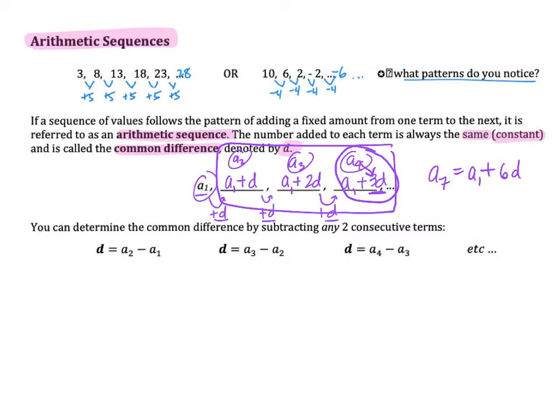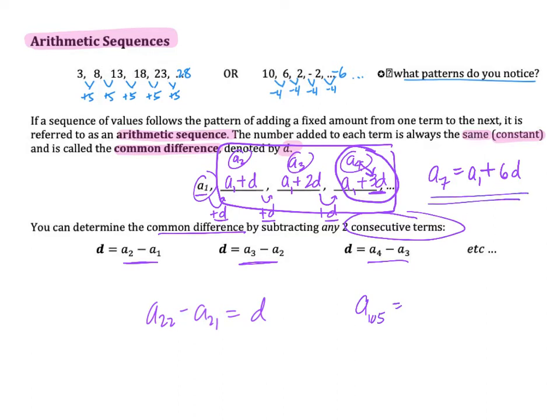So how do we know what the common difference is? Well, you should be able to take any 2 consecutive terms and subtract them, and it should be the same number. So that would be the common difference, right? You can take the 22nd term and subtract the 21st term from it, and you should get the common difference of that arithmetic sequence. If I wanted you to find the 105th term using this pattern, hopefully you're saying to yourself, well, it would be the first term plus 104 common differences.